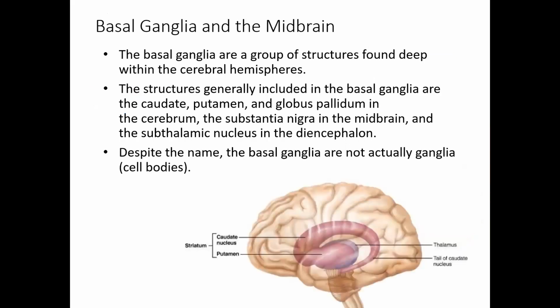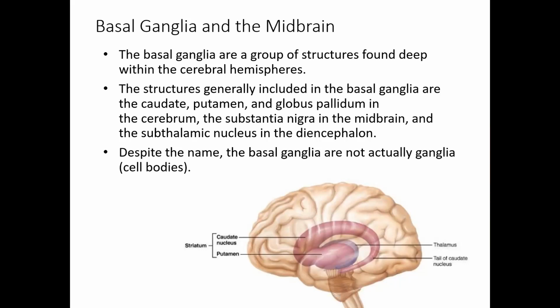Now, the midbrain depends on a structure called the basal ganglia. Basal ganglia is deep inside the cerebral hemispheres. And the basal ganglia are not cell bodies. Whenever we use the term ganglia, we're told to think of cell bodies in the peripheral nervous system. They're nuclei if they're in the central nervous system. But that's not the case here. I don't know why we use the term basal ganglia. That's the name that they've been given, and we're stuck with it.